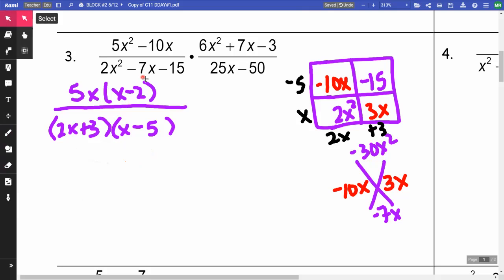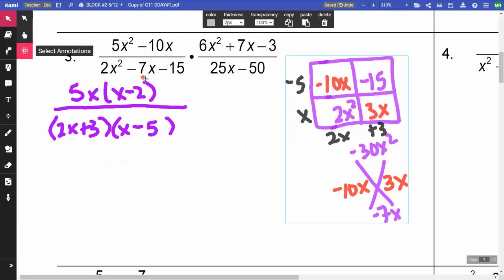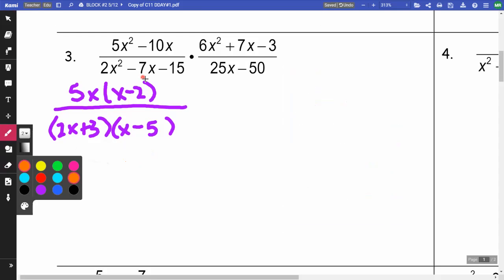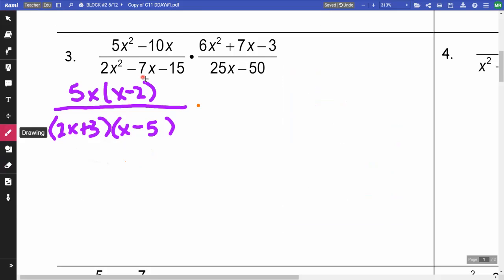I'm going to get rid of this right now, so I have some room here. Okay, so I'm going to do the other one in orange. So the other fraction, I have a 6x squared plus 7x minus 3, and I need to figure out what are going to be factors here. I'm thinking since this is a 6x squared, it could be a 6x and an x, or a 2x and a 3x. I'm leaning towards a 2x and a 3x. Why? Because of this. Maybe they'll cancel out.